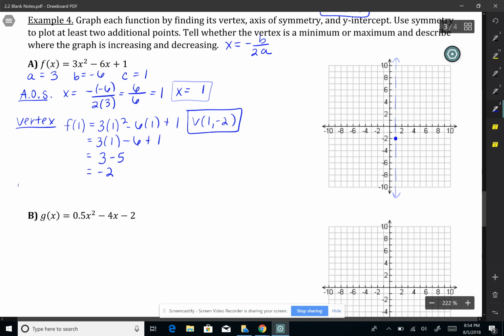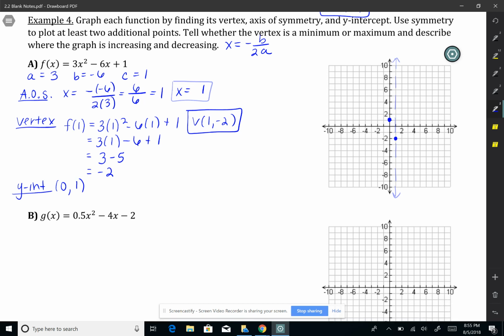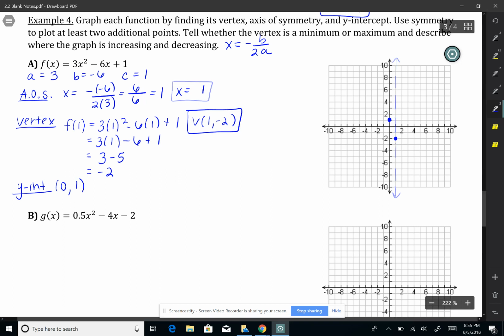The easy part is our y-intercept. If we remember, it's just the point (0, c). c is 1. So I'm going to go plot that. Now here's where we're going to use symmetry. If I know this point is on my graph and that axis of symmetry will help us plot another point, just reflect that point across the axis of symmetry, and we have another point on the graph.